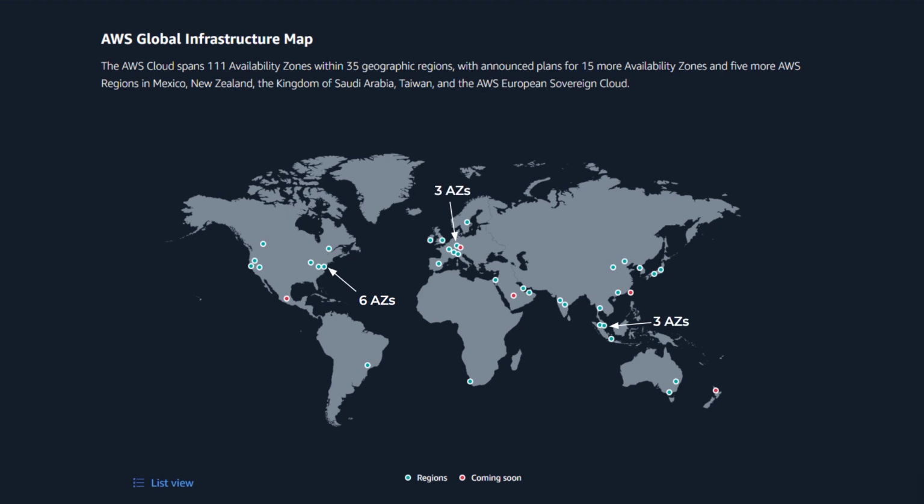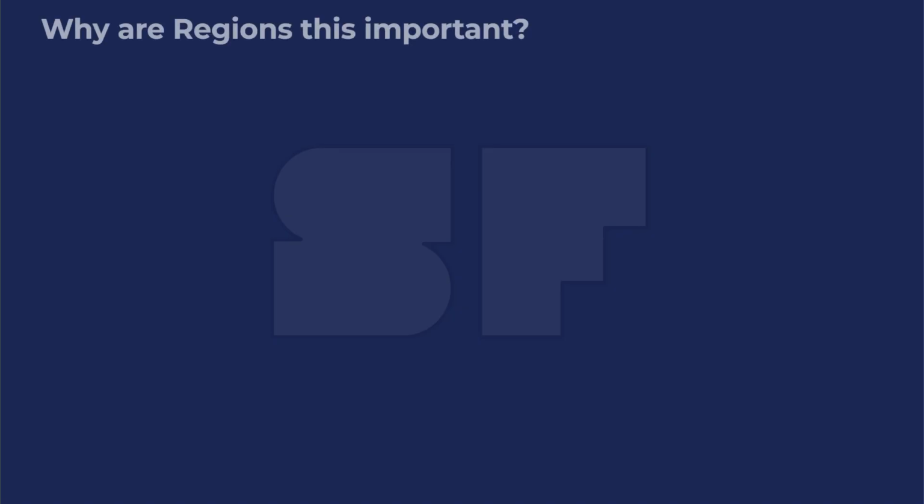Now, why does this matter? For a few reasons, actually. Firstly, redundancy and reliability. With multiple AZs in each region, AWS ensures that even if one data center goes down, your applications can keep running without interruption. This is called high availability, a term you will hear very often when using AWS services.